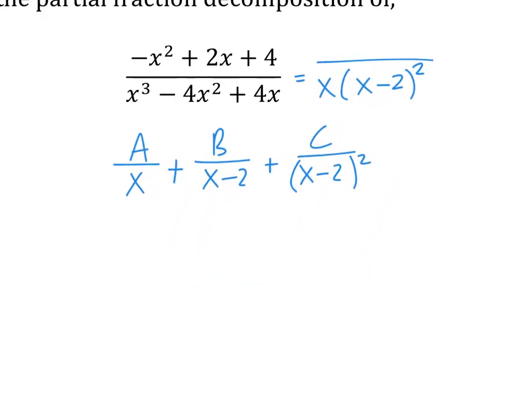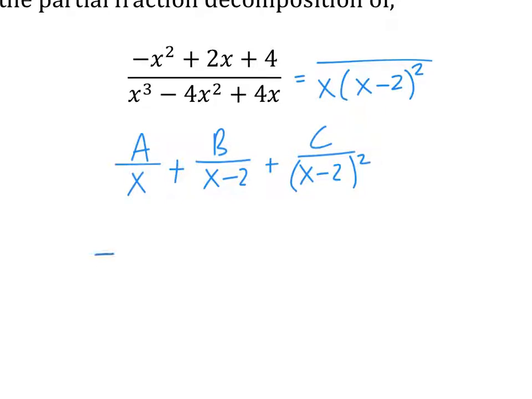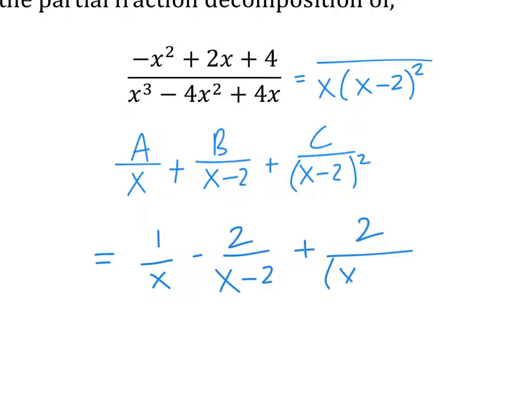All right, let me give you the answer. The answer is 1 over x minus 2 over x minus 2 plus 2 over x minus 2 squared. All right, let's move on to the next one.